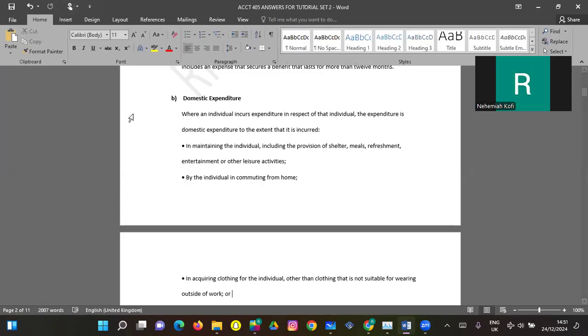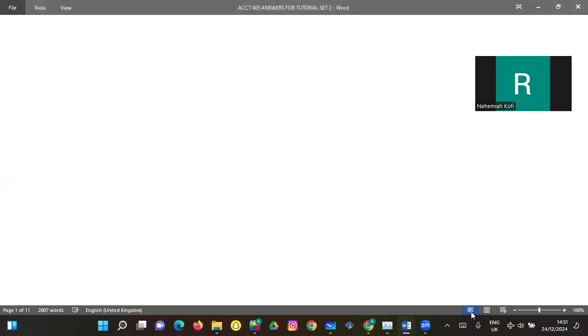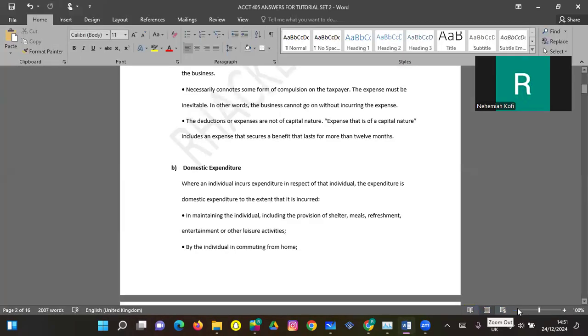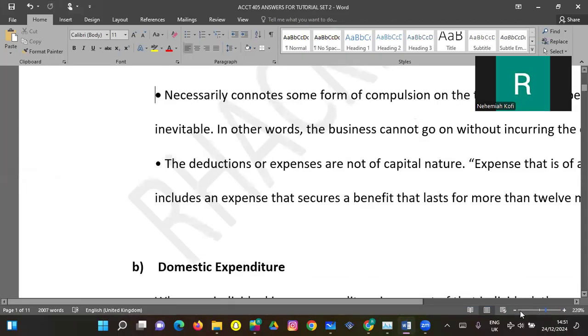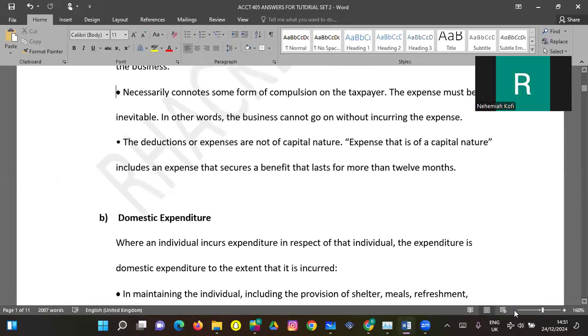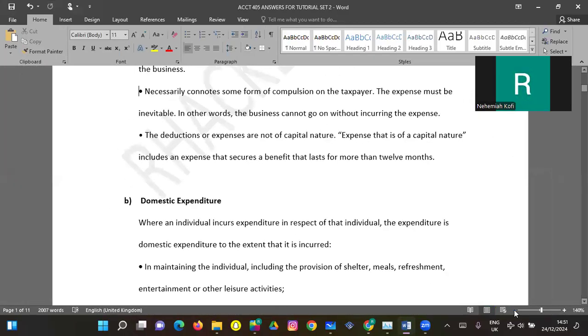Let me make the font a bit bigger. Let me see. All right.